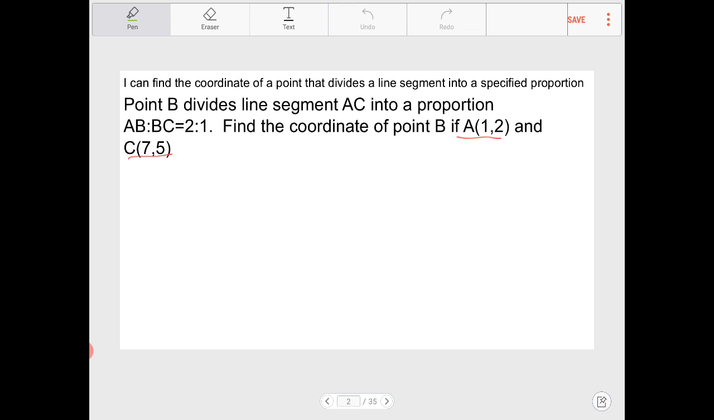Point B divides a line segment AC into a proportion of AB to BC having proportion of 2 to 1. Find the coordinates of point B if A has coordinates (1, 2) and C has coordinates (7, 5). What are we going to do to figure this out? I encourage you to pause the video and give this a try before I go over this.